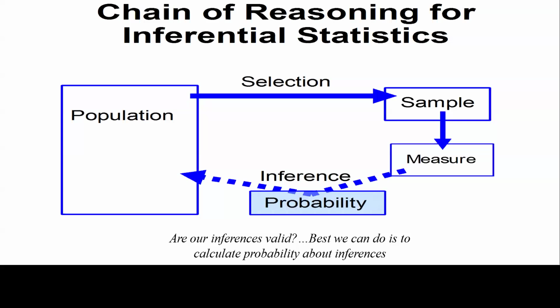So that is the chain of reasoning for inferential statistics. This is how the inferential method is done to conclude. From the population, you select a sample. Instead of going with the whole population, you're just selecting the sample. Out of that sample, you collect the data and measure the data.